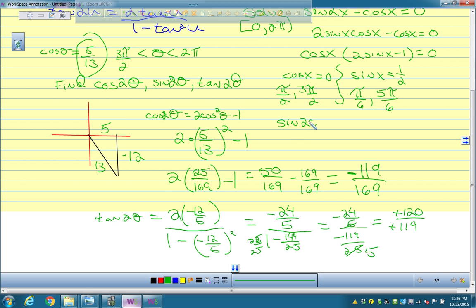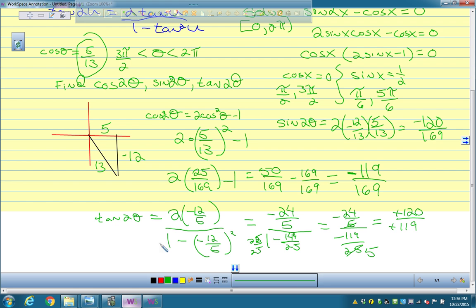Okay, so sine of 2 theta, you just plug in, right? Sine of 2 theta is 2 times sine, which is negative 12 over 13, and cosine, which they give you, is 5 over 13. So you just multiply all that together. 12 times 5 is 60, times 2, so you get negative 120 over 169, right? Easy enough? Okay, that's not bad.